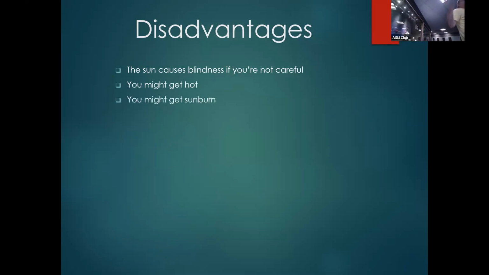You might get sunburn. I had sunburn once on my forehead. You will also run into atmospheric disturbances. When the sun gets high in the sky, the heat builds up, and then you start to get turbulence, so the seeing conditions might deteriorate.